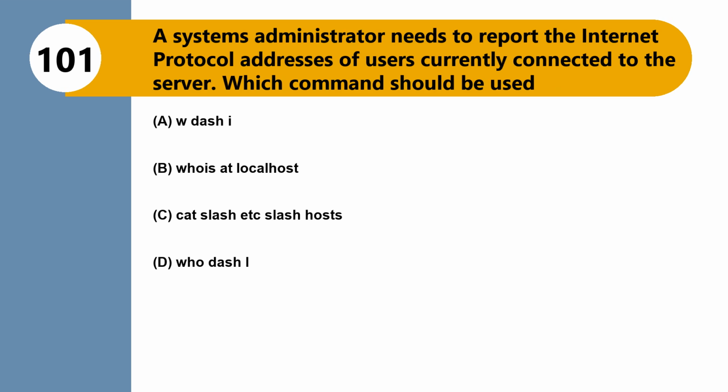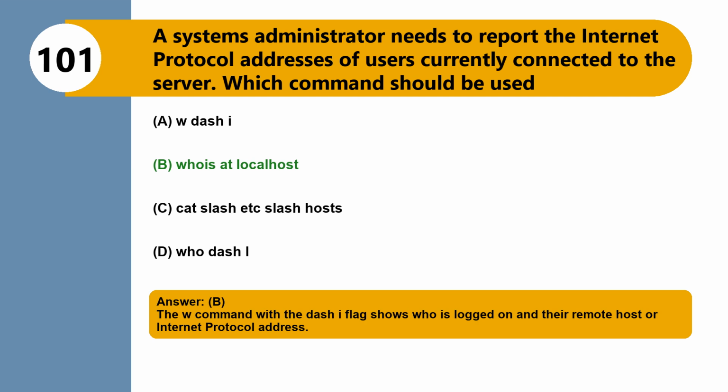Question 101. A systems administrator needs to report the Internet Protocol addresses of users currently connected to the server. Which command should be used? Option A, w -i. Option B, who at localhost. Option C, cat /etc/hosts. Option D, who -l. The correct answer is option B, who at localhost. The w command with the -i flag shows who is logged on and their remote host or Internet Protocol address.